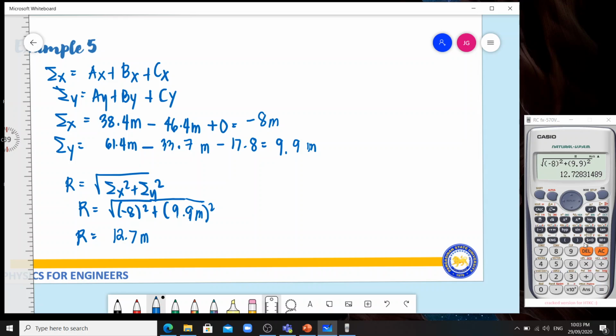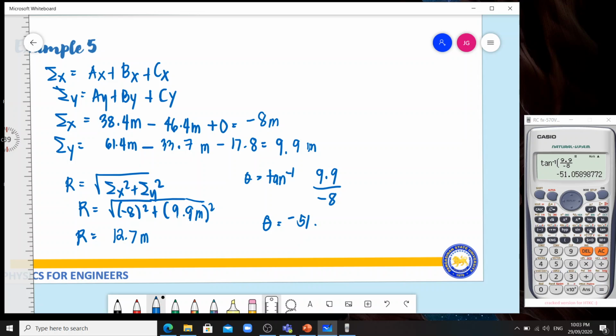Ang kailangan natin ay direction naman. Siyempre, arctan ng opposite, which is yung y component. Ang y natin is 9.9 positive over negative 8. So, ang theta natin ay inverse tangent of 9.9 over negative 8. So, negative 51.1 pala.